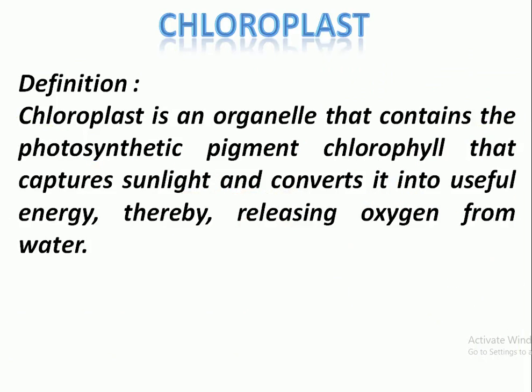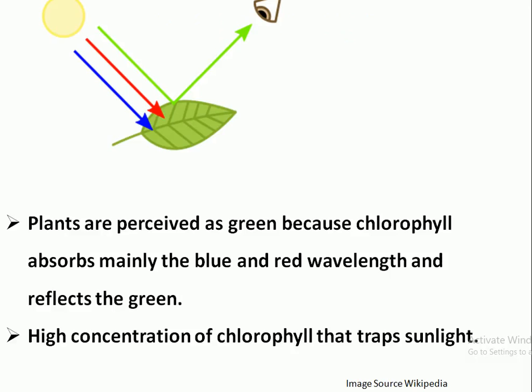Moving to our main subject, that is chloroplast. Definition: chloroplast is an organelle that contains chlorophyll pigment. Various types of chlorophyll pigment like A and B are found in plants that capture sunlight and convert it into useful energy, releasing oxygen from the water. They are found in the guard cells which are located in the leaves.